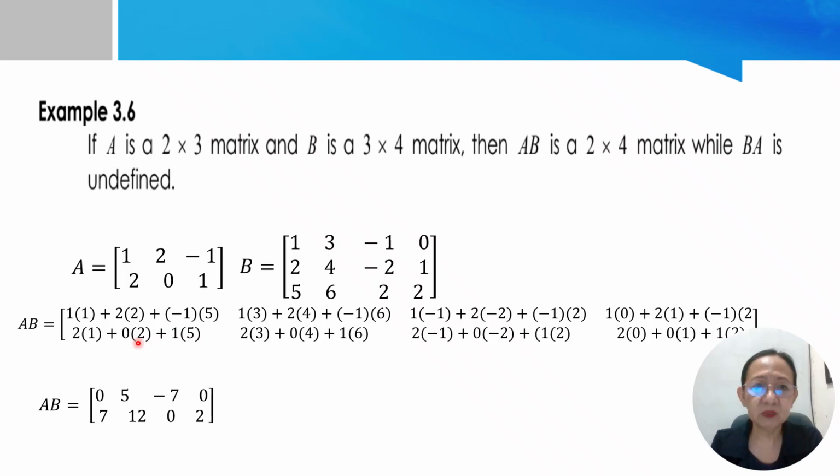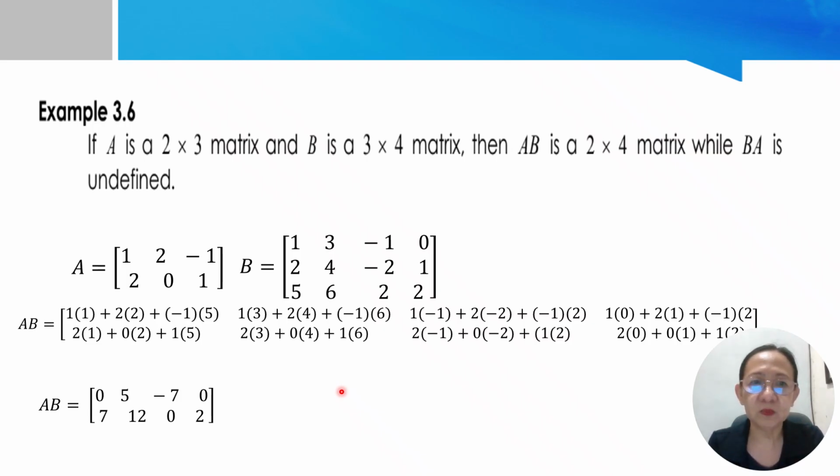2 plus 0 is 2, plus 5 is 7. Then 6 plus 0 is 6, 6 plus 6, we have 12. Then negative 2 plus 0, so negative 2 plus 2, we have 0. Then 0 plus 0 plus 2, okay, we have 2. So product AB is 0, 5, negative 7, 0 in the first row, and 7, 12, 0, 2 in the second row.